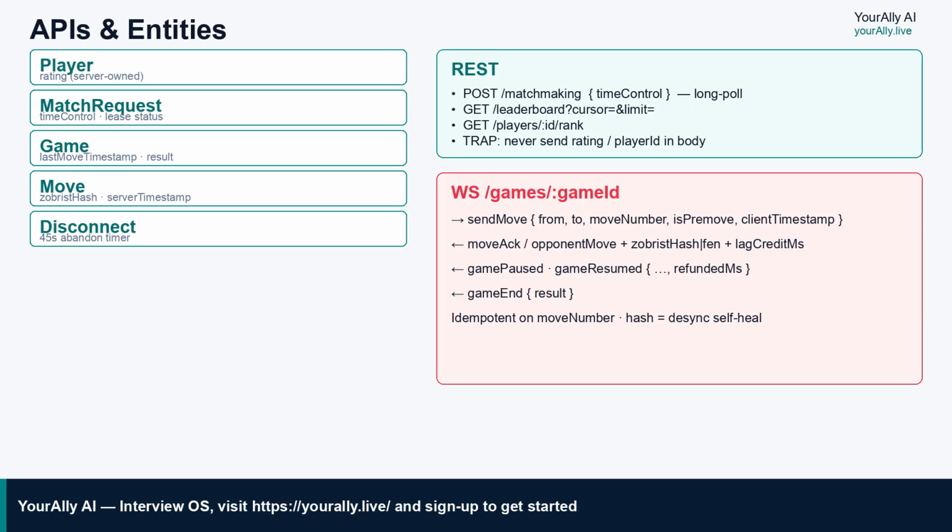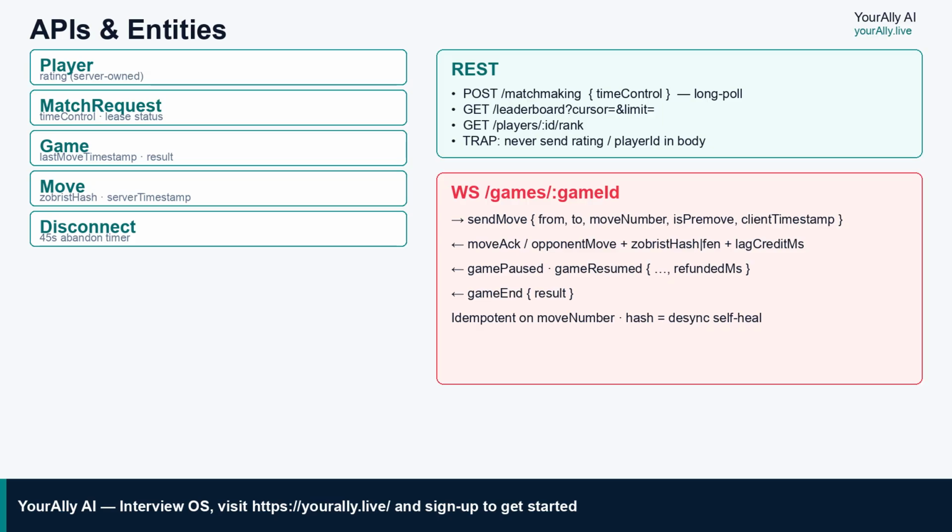Match request is the desire to play. Player id, server copied rating, time control, status pending or matched, created at, and the widen window as weight grows. Keeping match requests separate from game gives matchmaking a noun to own. Game is the match itself. Seeds, colors, status, clock seeds, start rating snapshot for elo math, result, and last move timestamp. That timestamp is how we refund clock bleed after failover. Do not skip it on the entity board.